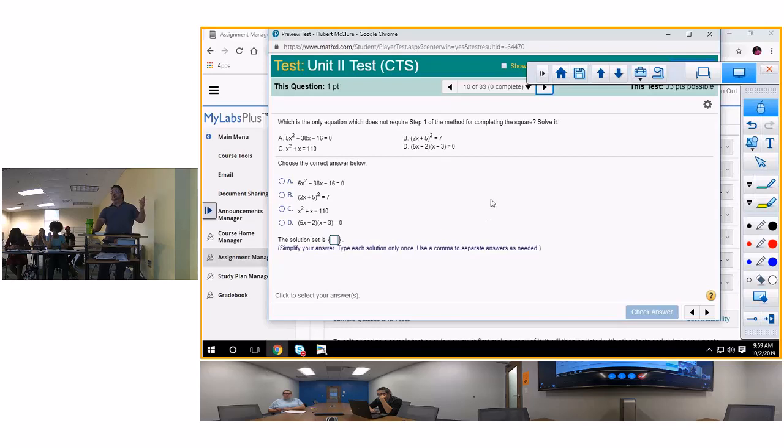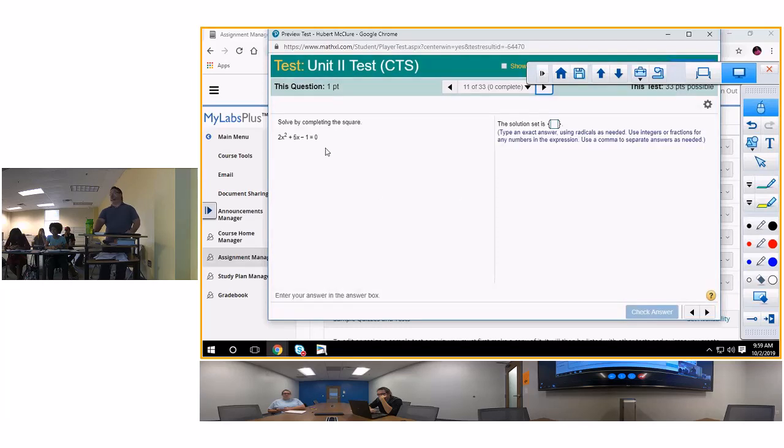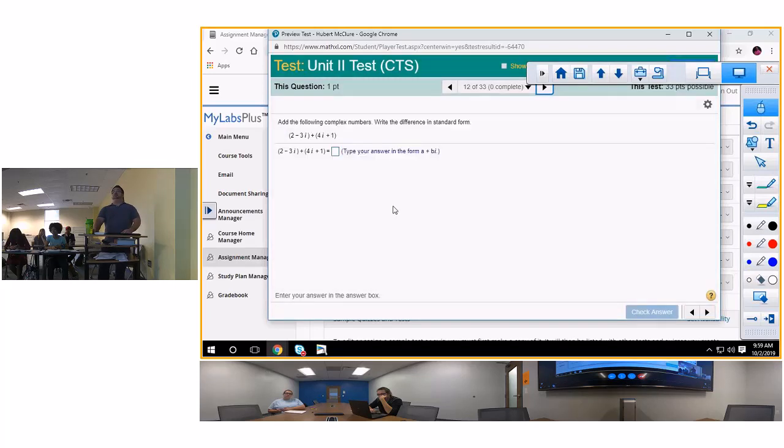Okay, y'all are zipping, even though I've got one more minute. Solve by completing the square. I think we just did one like that. Okay, that's your complex numbers. i squared is equal to what? -1. Remember that.